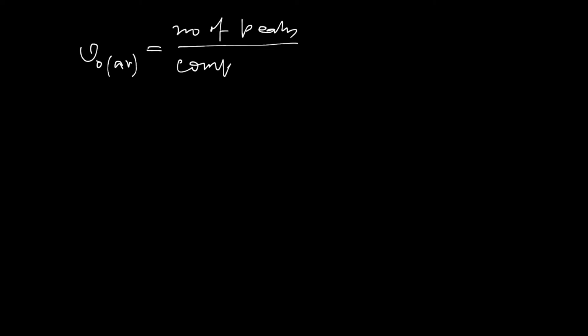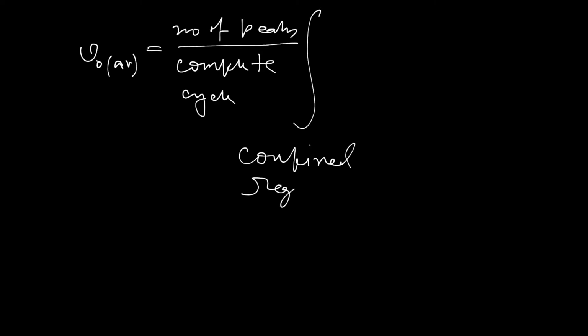The average output voltage can be expressed in the simplest way. See, if we consider the average output voltage, defined by V0 average, it should be equal to the number of peaks per complete cycle times the integration over the confined region of the voltage expression d omega t or dt.